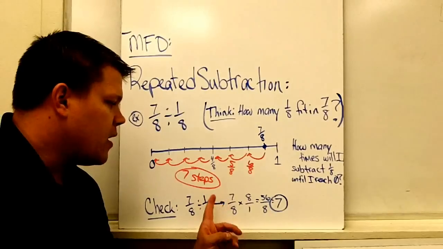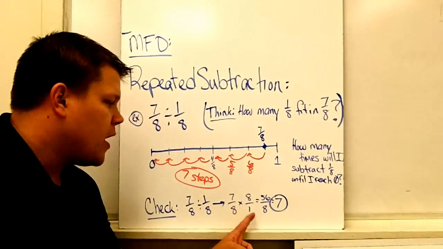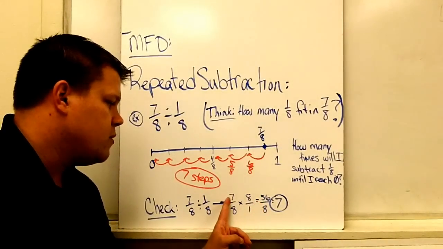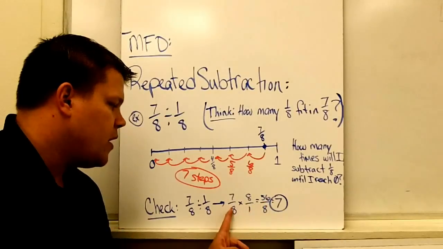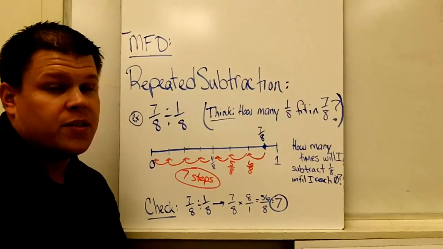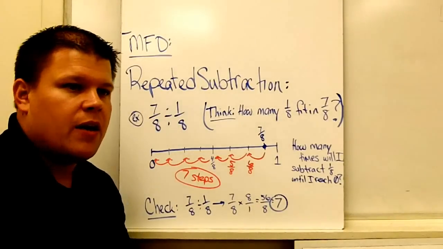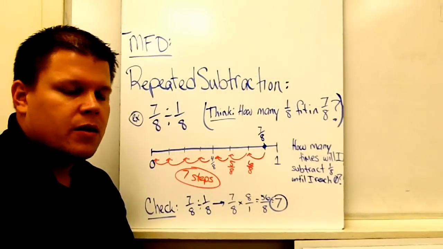By doing that, I can just do a simple multiplication problem. I come up with 56 over 8. 7 times 8, 8 times 1, and 56 divided by 8 is 7. So I have confirmed my answer once again.